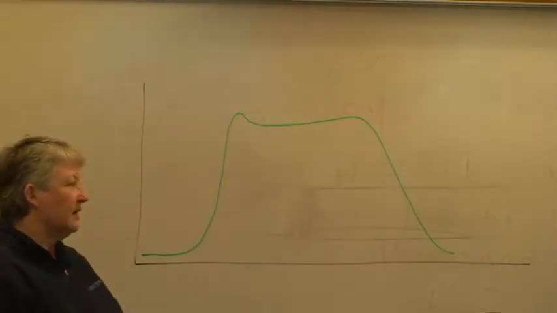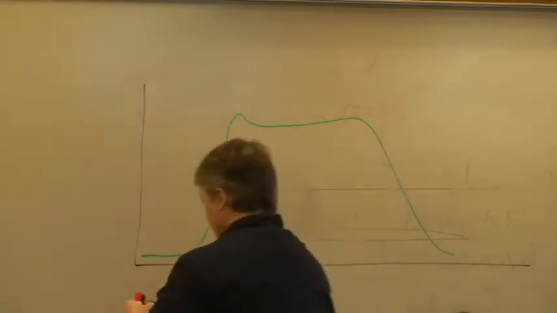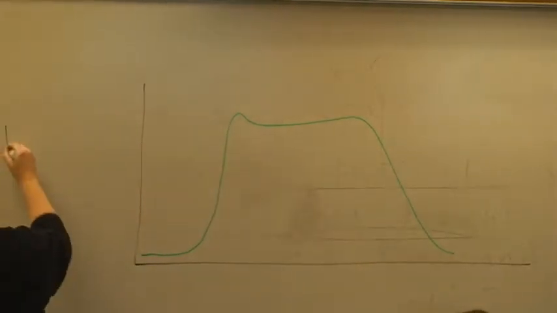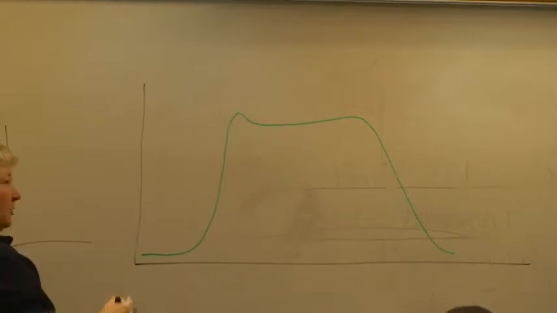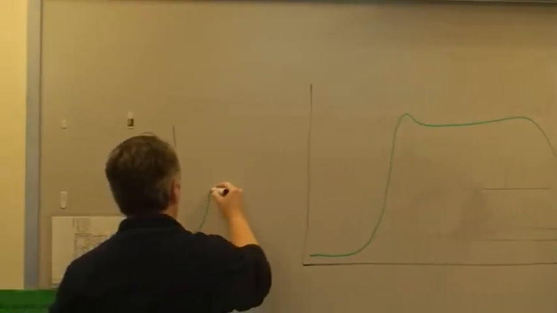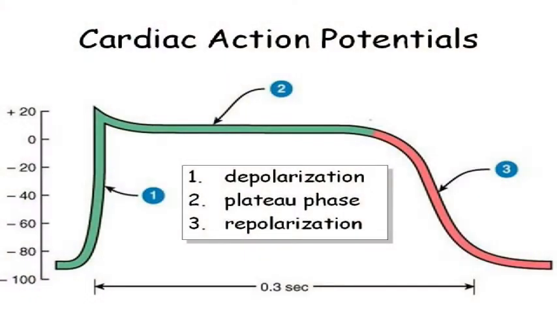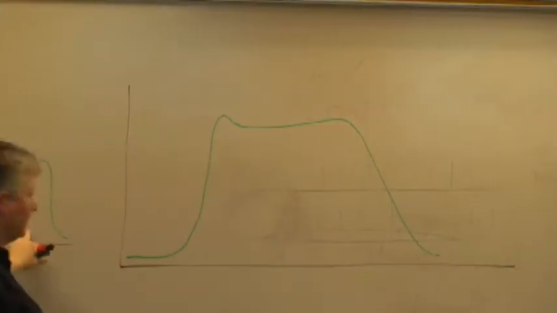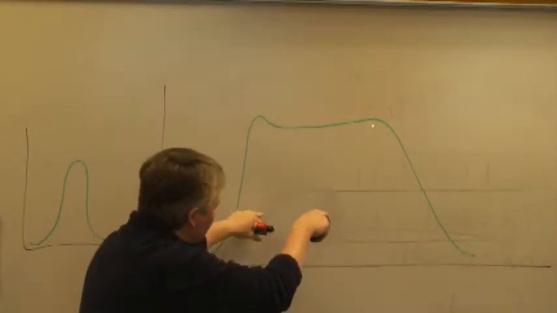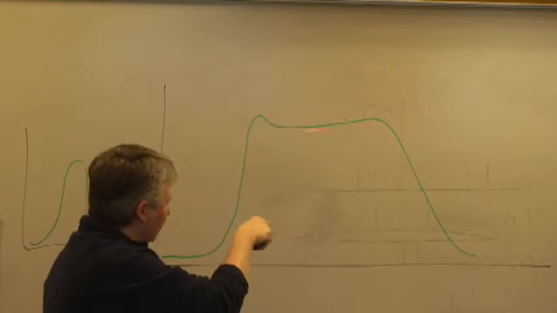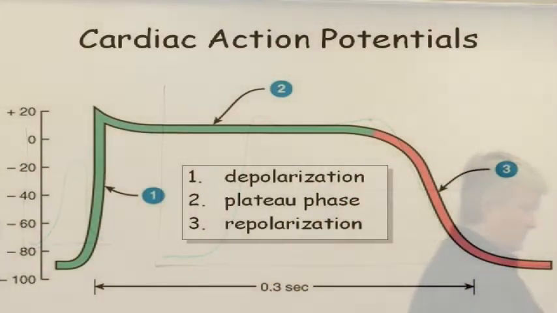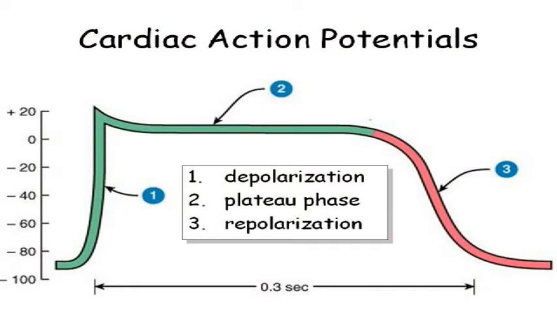This is what the graph would look like of a contractile cell. Remember when we did skeletal muscle cells? If we had a skeletal muscle twitch, it went up and down, right? This is different. And so the cardiac action potential of the contractile cells, you have the depolarization phase, just like you would have in a skeletal muscle cell. You have the repolarization phase, but here's the different part. You have what's called a plateau phase. Cardiac muscle cells stay depolarized longer than skeletal muscle cells.